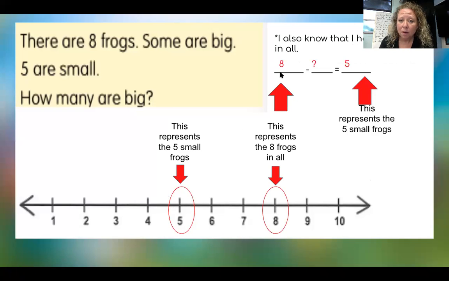So here's my equation. I know that I have 8 frogs altogether. Some are big and 5 are small. So my equation is going to read 8 minus something equals 5. So on my number line, I started at 5, and I know that I'm going to end at 8 because that represents the 8 frogs that I have in all.